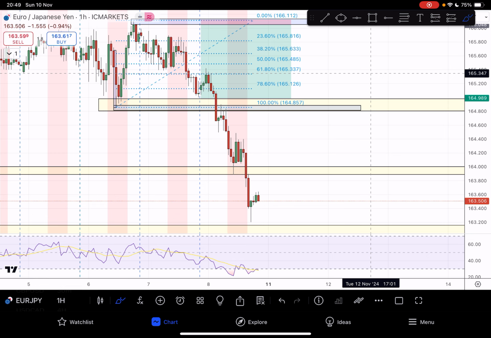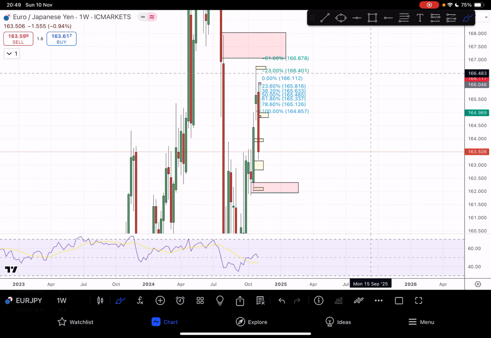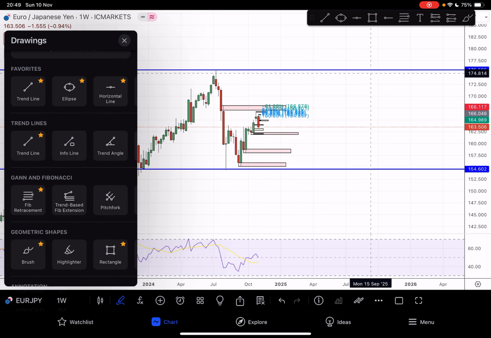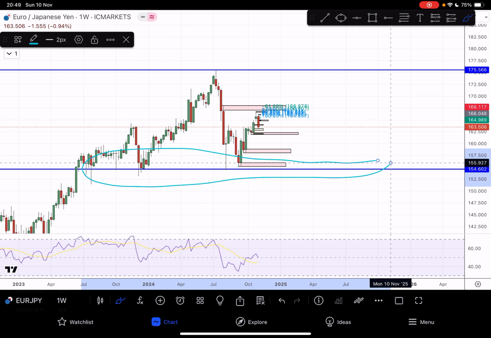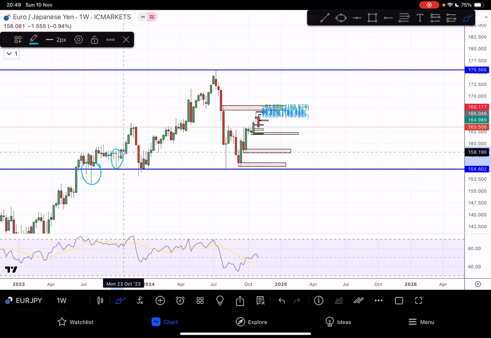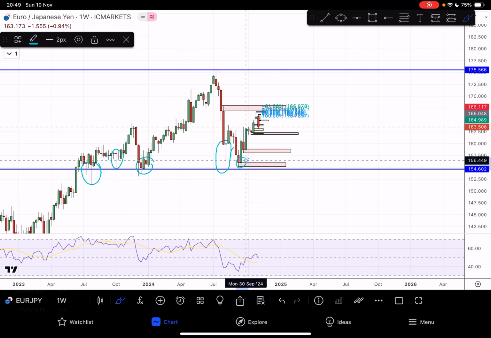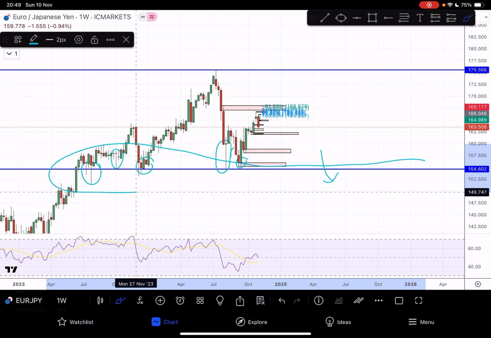Next one, Euro JPY. Let's have a look what's going on here. So always start on the weekly time frame. You can see the weekly levels are your support and resistance. Here's your support region. Price has rejected it once, twice, 3 times, 4 times, 5 times. Price has failed to go down from this level, indicates a strong level of support region here.